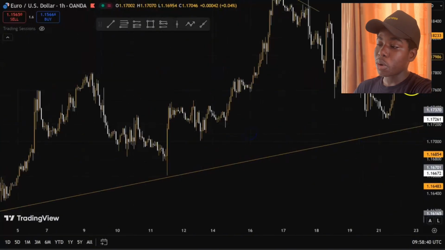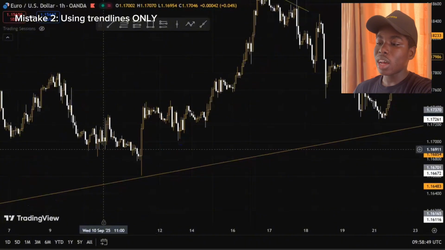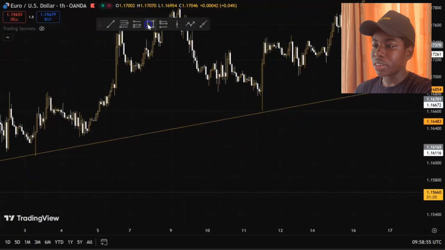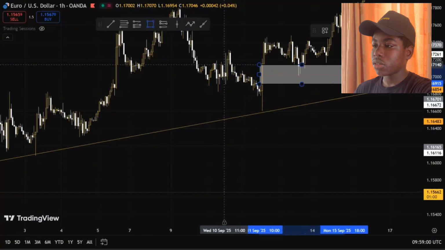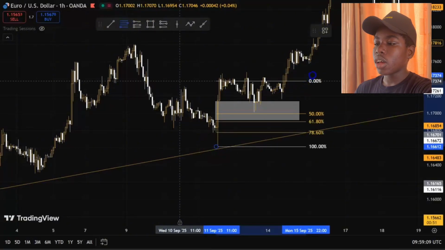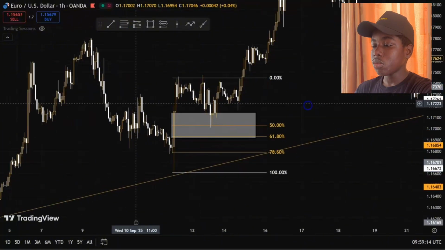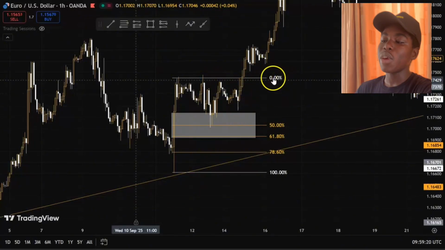brings me to my second point: they only use trend lines to trade, which is not done. You are supposed to combine trend lines with other confluences. As we saw here, first touch here, second touch here. On the third touch, what happened? A bullish imbalance was formed here, which is another confluence of technical analysis. Or someone can even say the 50% fib level was tapped. So with just this trend line, we've used fib and imbalance. That's stacking three confluences.